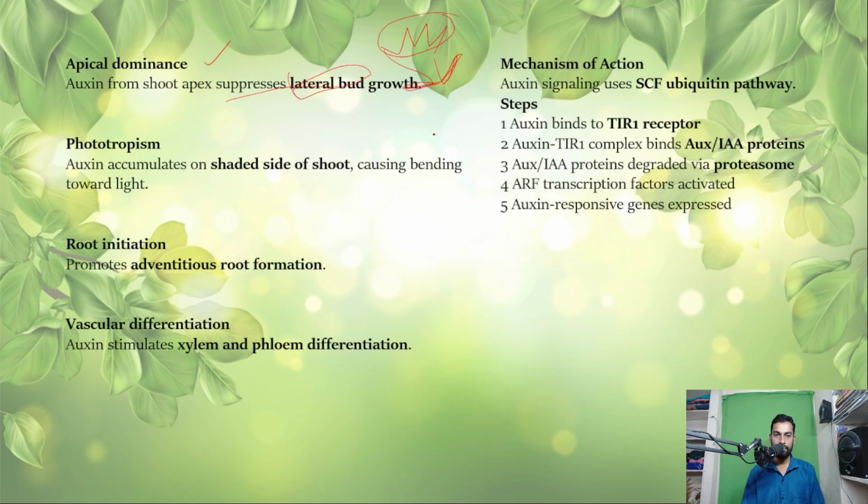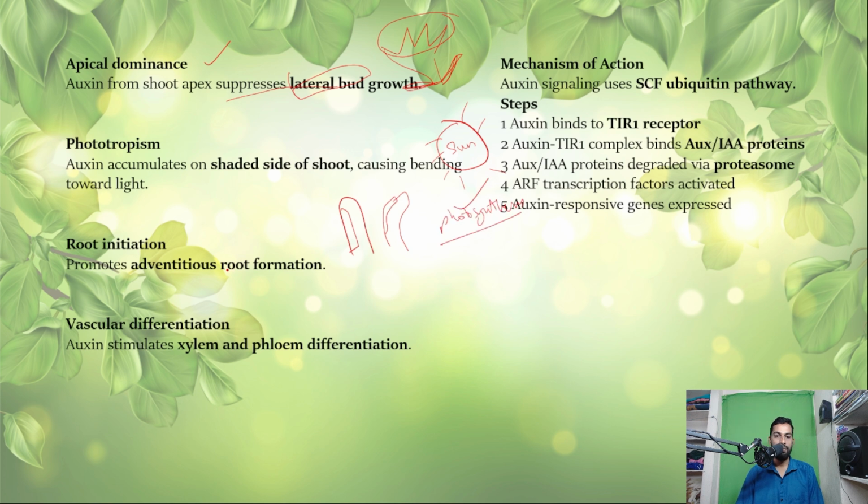Okay. The second function is phototropism. We know sunflower plants. What will they do? They bend towards the sunlight, right? So auxin functions like that. Please believe it is a sun. Okay. So auxin is present opposite to the sunlight. That causes bending in the bud. By this action, photosynthesis increases.